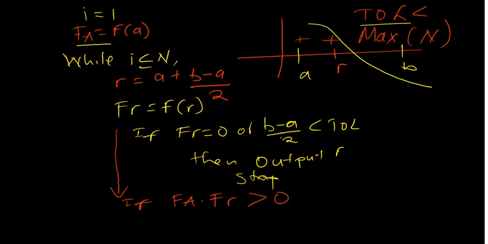If it's positive, then what are you trying to say? Then you're trying to say they're on the same side, and then you'd want to discard your A. And you can discard your A by writing the new value of A to be R. So your new value of A will be R. So you discard the A.